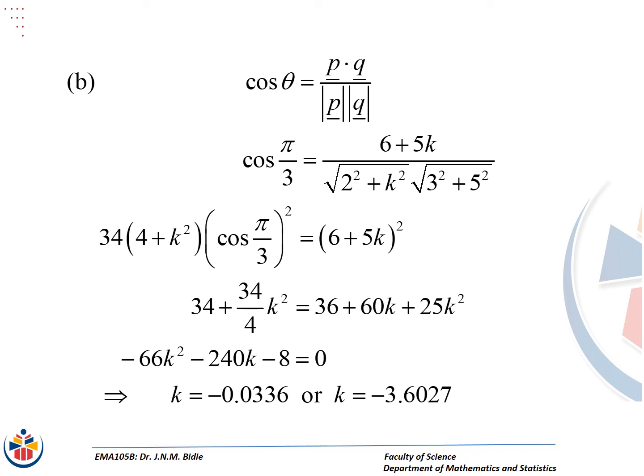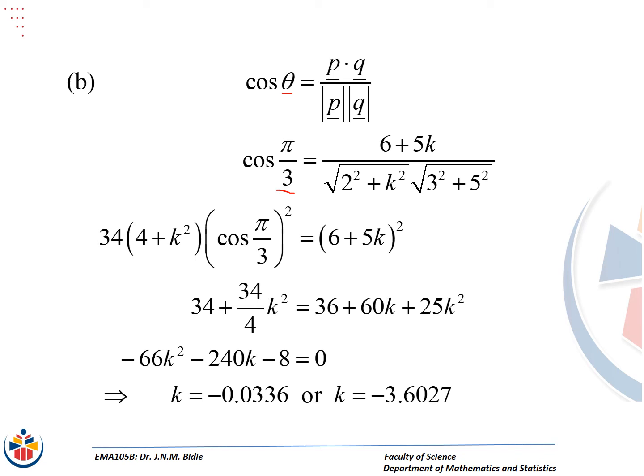P dot q, we had already solved it in a, we got 6 plus 5k, and then divided by the length of p times the length of q. On the left hand side, the value for theta, we know it's pi over 3. And then these are the evaluations that I did. I took the denominator on the right hand side to the left, and thereafter squared everything up so that I get rid of the square root signs, and then evaluated.